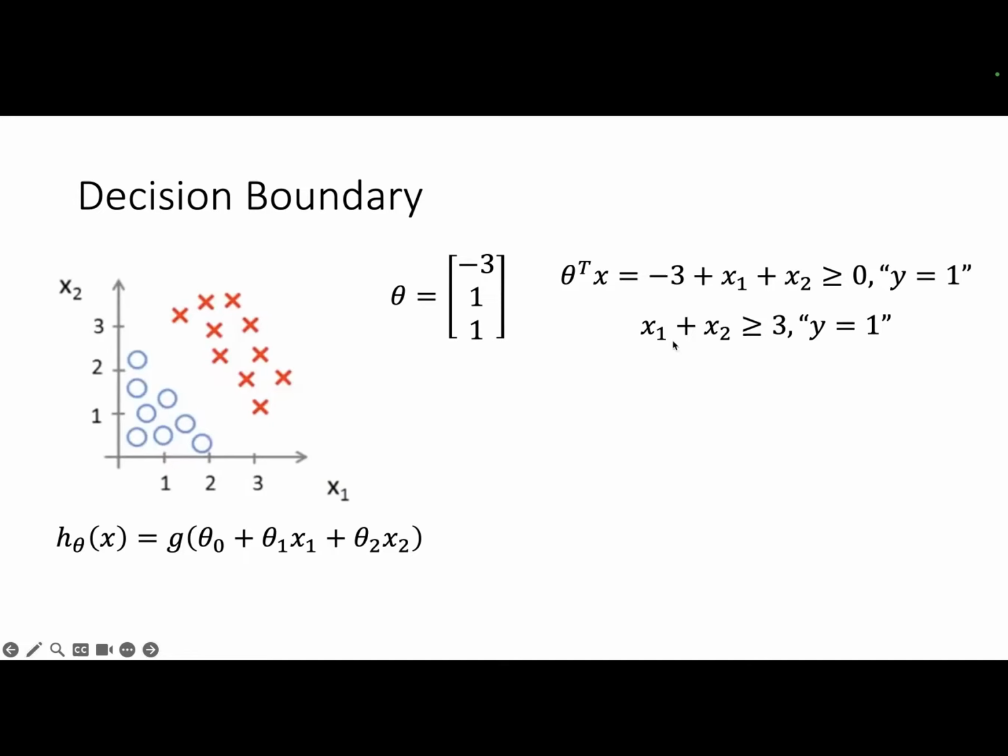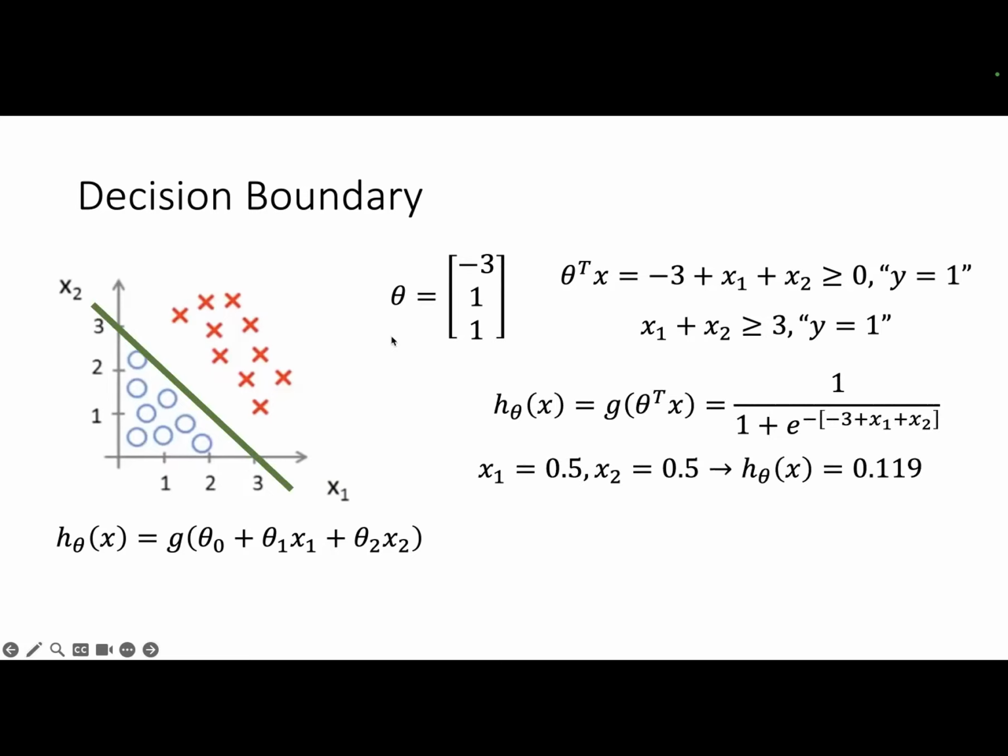We can easily draw the decision boundary there. If x2 is 0, x1 is equal to 3. So this is it. And if x1 is 0, then x2 is equal to 3. Then this is it. So we just draw a line that connects this 3 and that 3. So this is now our decision boundary. We can see that this guess is much better than the previous guess.